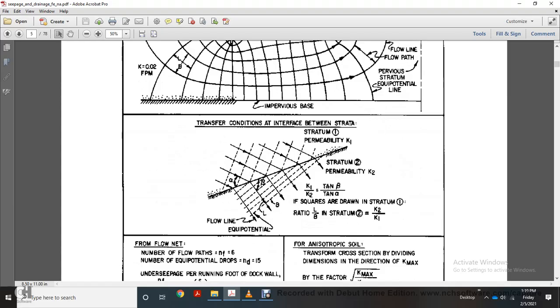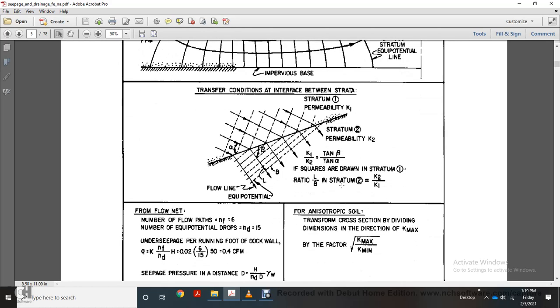K1 over K2 is equal to tangent beta over tangent alpha. If square figures are required, drawn in stratum 2 the ratio L over B in stratum 2 is equal to the square root of K2 over K1.